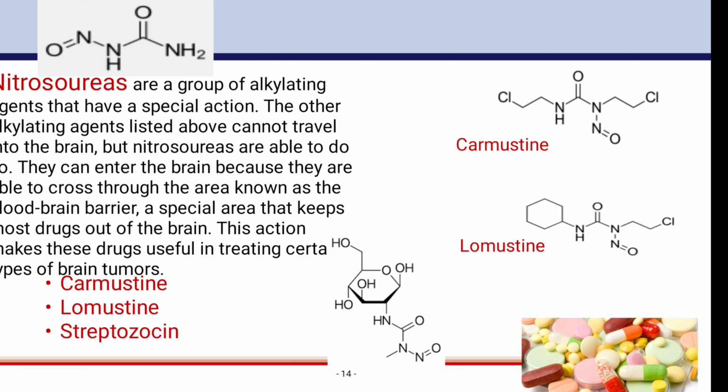Nitrosoureas are a group of alkylating agents that have special action. The other alkylating agents listed above cannot travel into the brain, but nitrosoureas are able to go into the brain. They can enter the brain because they are able to cross through the area known as the blood-brain barrier, a special area that keeps most drugs out of the brain. This action makes the drugs useful in treating certain types of tumors, such as carmustine, lomustine, and streptozocin.